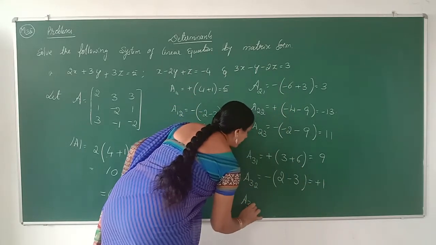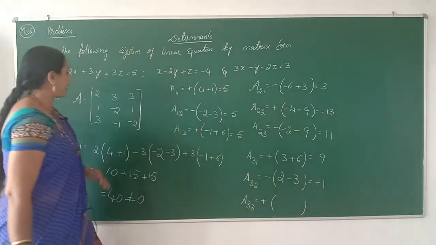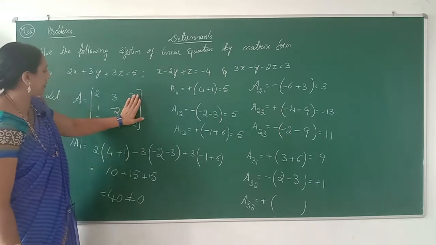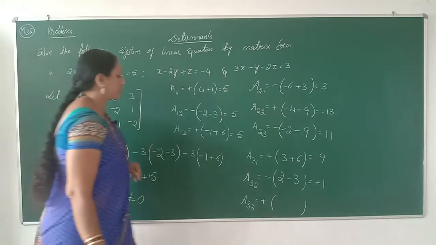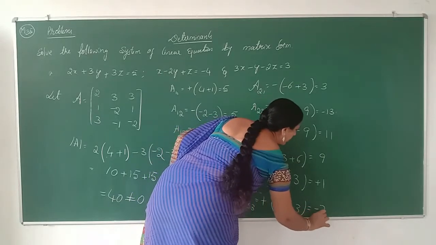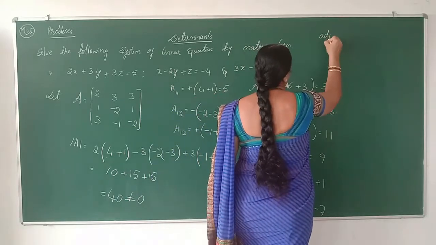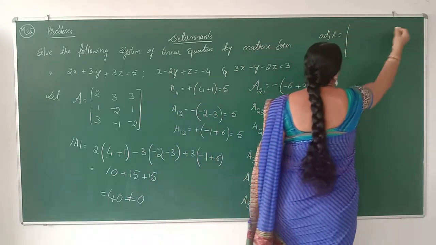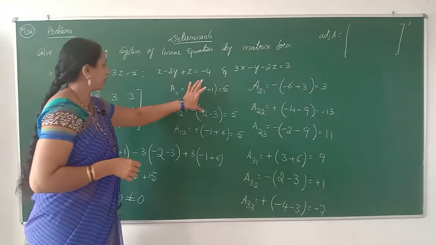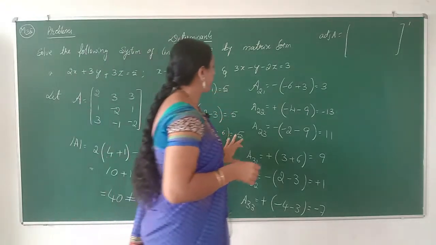Next, the last element is A33. A33 is multiplied by plus, and it is the element of third row, third column. These are neglected. The remaining are cross multiplied: minus 4 minus 3, which is equal to minus 7. Therefore, the adjoint of A is nothing but the transpose of the cofactor matrix. Now, what are the cofactor elements of the first row? 5, 5, 5.